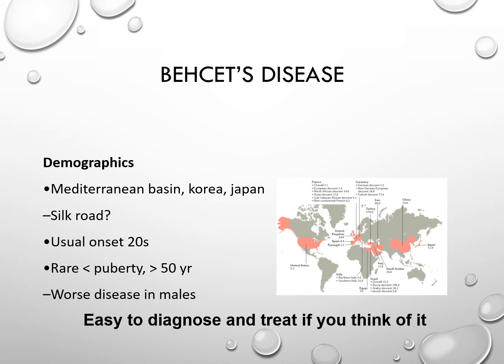Behçet's disease is considered one of the variable vessel vasculitides. It has demographic characteristics in the Mediterranean basin, Korea and Japan, previously known as the Silk Road disease. Usually the onset is after the 20s and rare after the 50s. So it is easy to diagnose if you think about it.